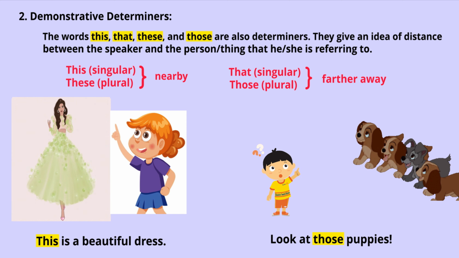In the second visual, what do you see? You see a little boy pointing out towards the puppies. So is puppies plural or singular? So more than one puppy means plural. We say puppies. And the boy is farther away from the puppies, right? He's not near to them. So he's telling, look at those puppies. So those will be the demonstrative determiner.